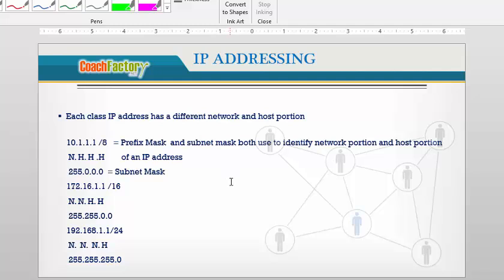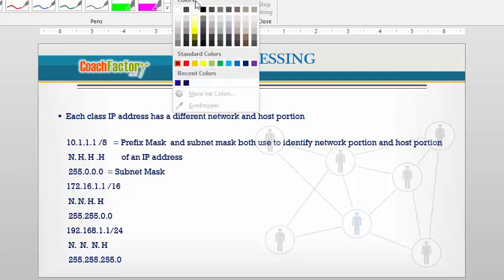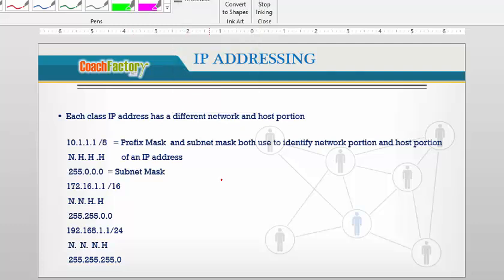Each class of IP address has a different network and host portion. So we understood what a network is and what an IP address is. Every class has a different network and different host portion. You can see this is a class A IP address which has one network and 3 hosts. N stands for network, H stands for host. And this is class B, we have 2 network and 2 host. Class C, 3 network and 1 host.